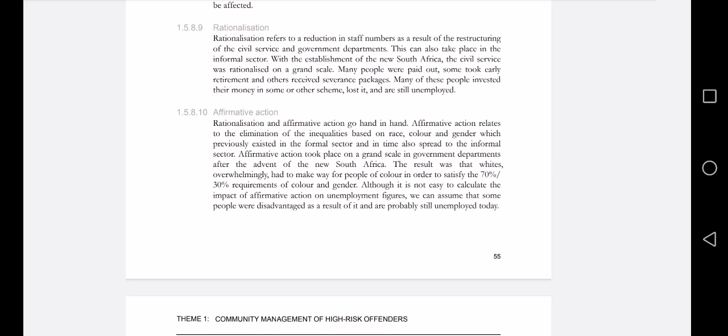With the establishment of the new South Africa, the civil service was rationalized on a grand scale. Many people were paid out, some took early retirement, and others received several severance packages. Many of the people invested their money in some scheme or other, lost it, and are still unemployed.